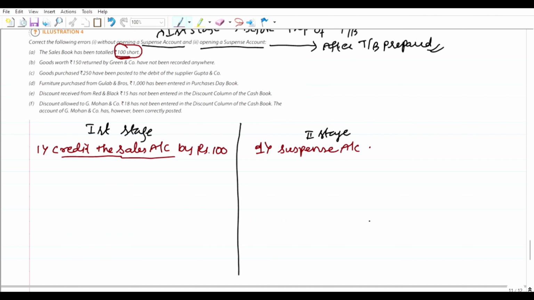Suspense account debit to sales account. Here I am not writing narrations. You can write: being the sales book undercast by rupees 100 has been rectified now. You can write the entry like that, by rupees 100, right?